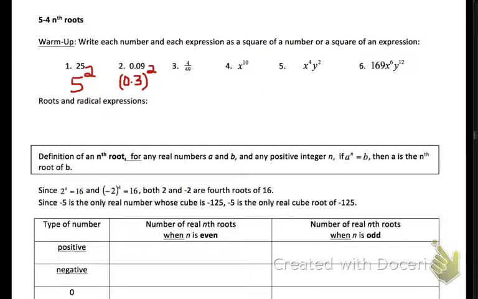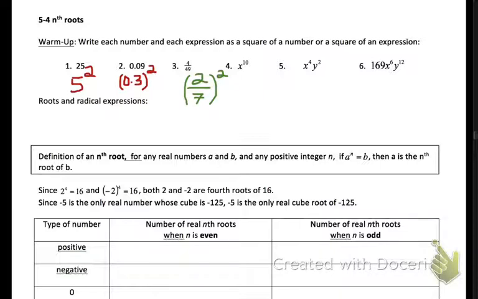Now the next one. The answer here, something squared. 2 squared is 4, that would be the numerator, and then 49, the square of 49 would be way too big. 7 squared would be 49.